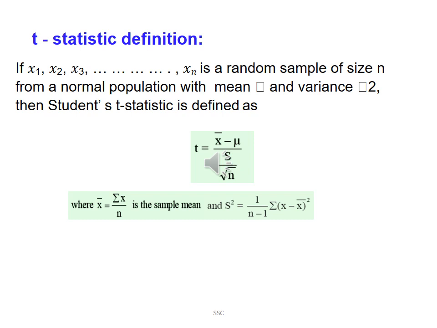T statistic definition. If x1, x2, x3, up to xn is a random sample of size n from a normal population with mean mu and variance sigma squared, the Student t-test is defined as t is equal to (x bar minus mu) divided by s by root n. Here we can write it as (x bar minus mu) into root n by s.